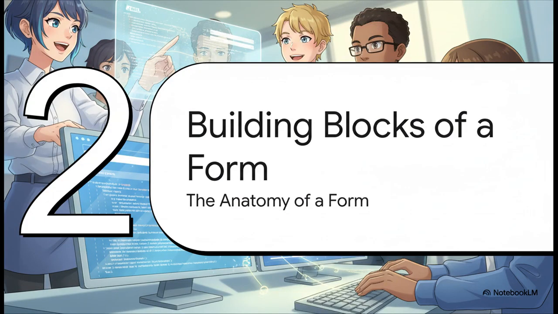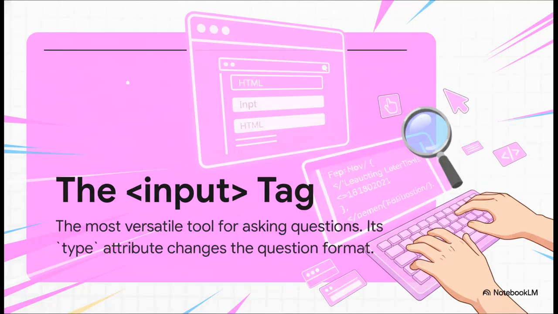All right, so we've got our clipboard. Now for the fun part. What do we actually put inside of it? Let's break down the essential pieces you'll use to build pretty much any form you can dream up. The undisputed star of the show, the main event, is the input tag. This thing is a total chameleon. Seriously, just by changing its type attribute, you can ask for almost any kind of information you can think of.